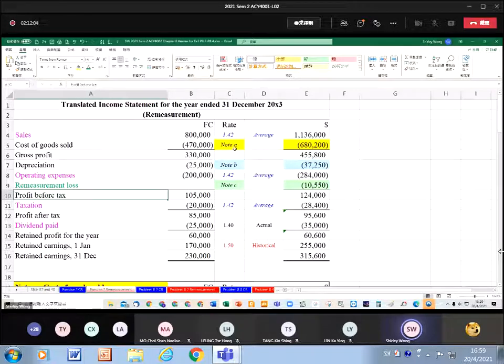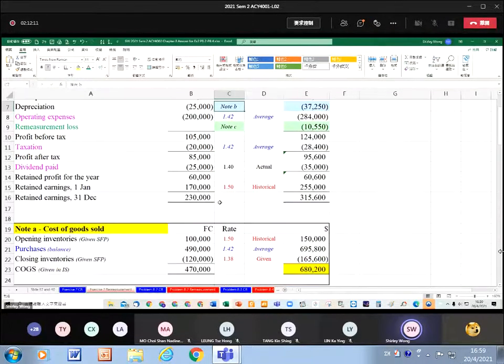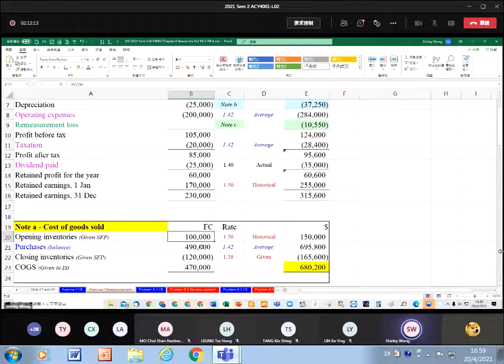The only things we need to find are the cost of goods sold and the depreciation. So how do we find the cost of goods sold? Go back to the notes here. The cost of goods sold actually includes the opening inventory plus purchase minus closing inventory, and then we find the balancing figure here. This balancing figure, the purchase, is purchased during the year, so we will use the average rate. However, for the opening inventory, we will use the historical rate. For the closing inventory, a rate has been given here, so you use the given rate. So here is how to calculate the cost of goods sold.